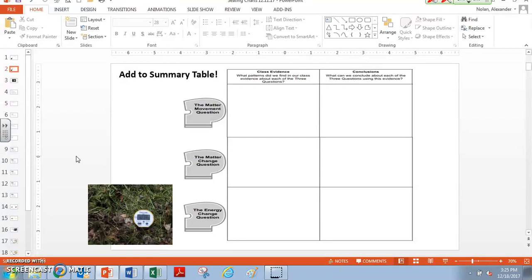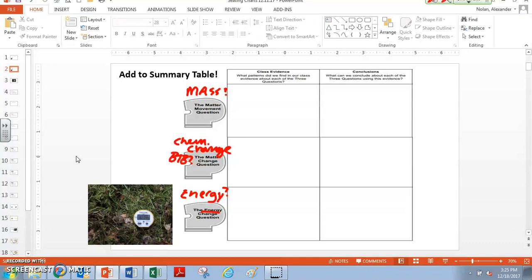that these questions, matter movement, matter change, and energy change, might be kind of weird ways to phrase these sorts of observations, but basically the matter movement question is asking about changes in mass. So it's asking how did our mass change. The matter change question is really asking about chemical changes. In other words, what happened to our BTB? That's kind of what the matter change question is usually asking. And then the energy change question is just sort of a generic question about what evidence do we find that energy was involved in our observations.